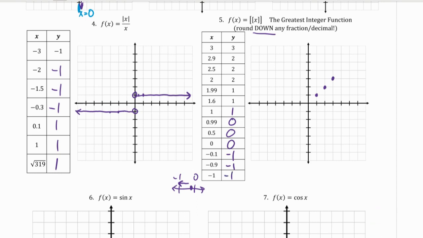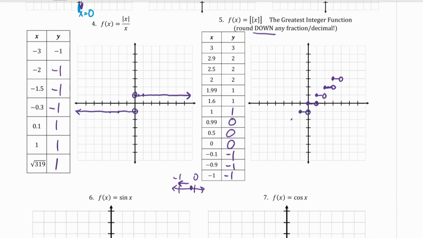So what this looks like is this. So I have 2.9, so 2.9 right about here, comma 2. 2.5, comma 2. Any number between 2 and 3 is going to be y values of 2. So it ends up looking like this. But then at 3, it jumps up, right? So it's just going to follow this pattern as you graph.